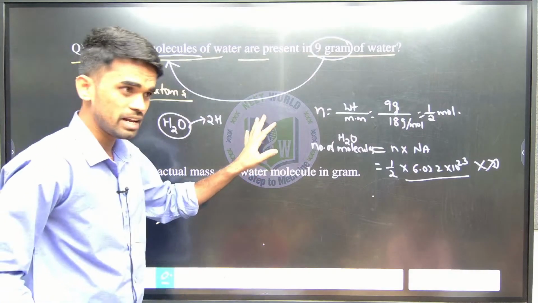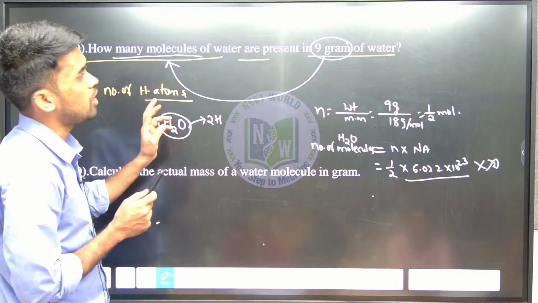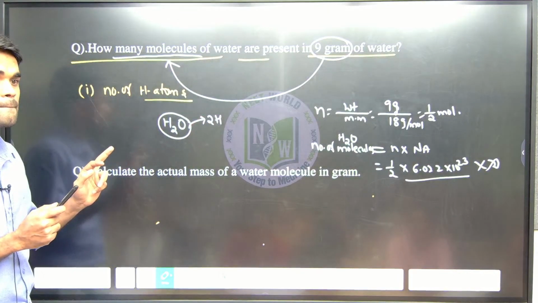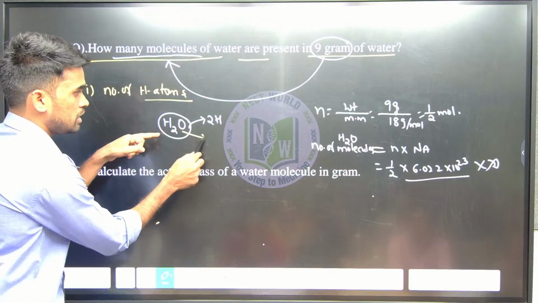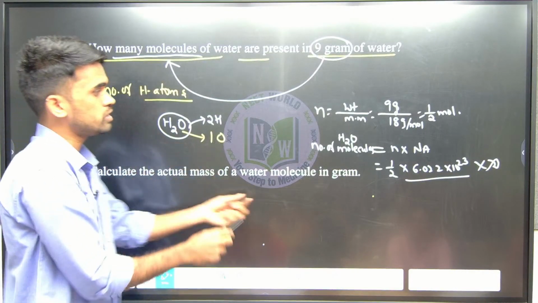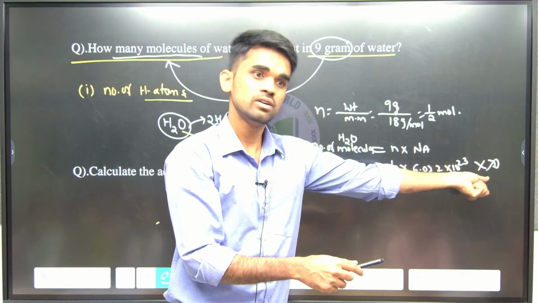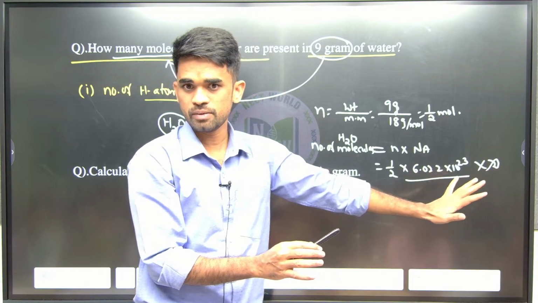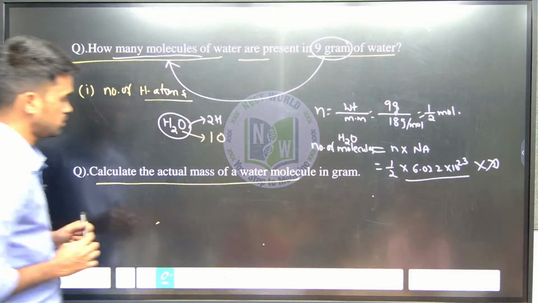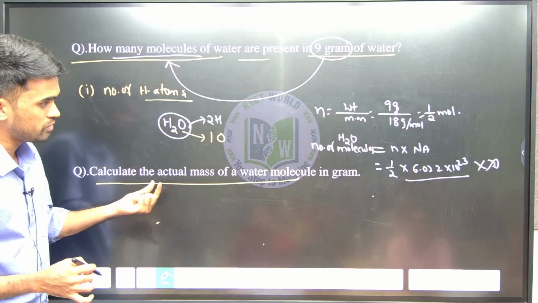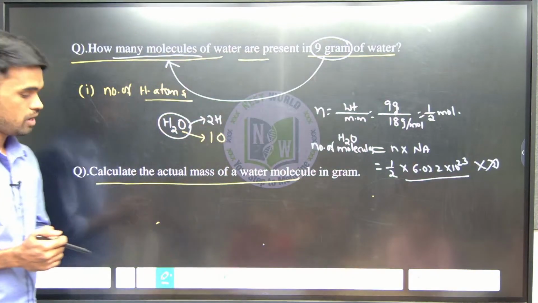Is this clear or not? Tell me. Now if I ask how many oxygen atoms are there? How to do it? In 1 water molecule, 1 oxygen atom will be there. So this many water molecules means that number multiplied by 1. That's it. Is this clear? Tell me for this question: calculate the actual mass of a water molecule in grams. How can we do this?